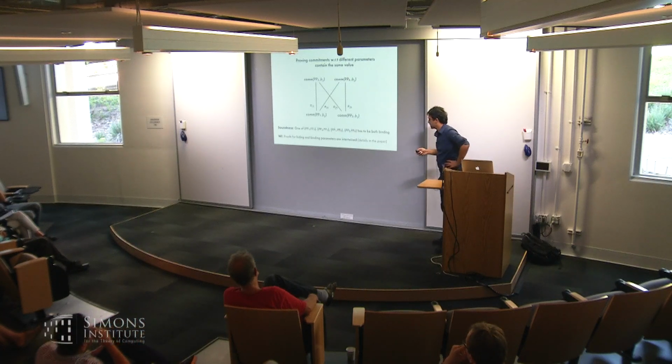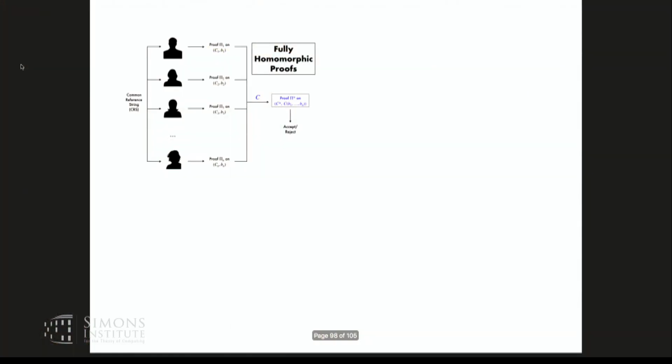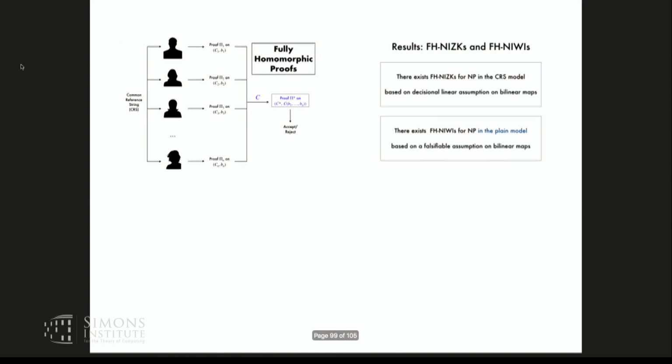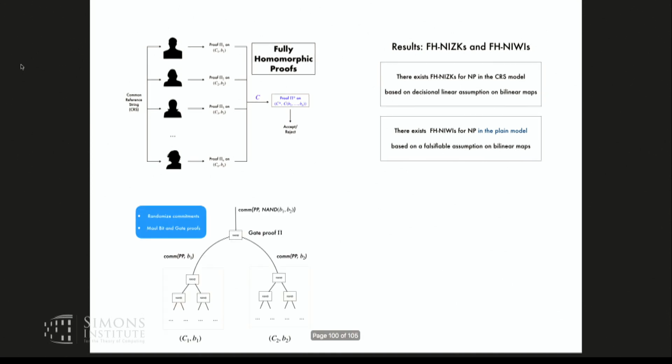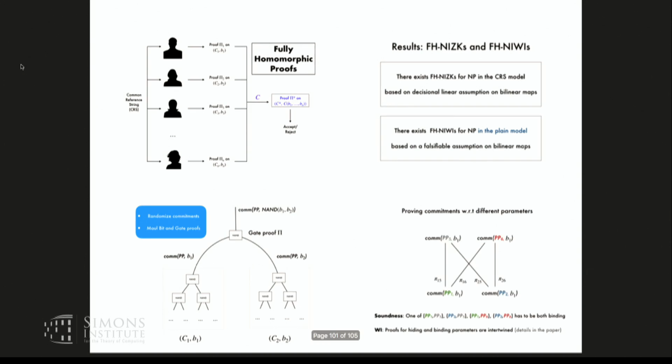Okay. So let me conclude. We defined fully homomorphic proofs. We showed how to construct fully homomorphic NIZKs and NIWIs from assumptions on bilinear maps. For the FH-NIZK construction, we give a new way of randomizing and modeling proof systems, GOS proof systems. And finally, we give a new proof technique that proves that different commitments computed with respect to different parameters have the same value.